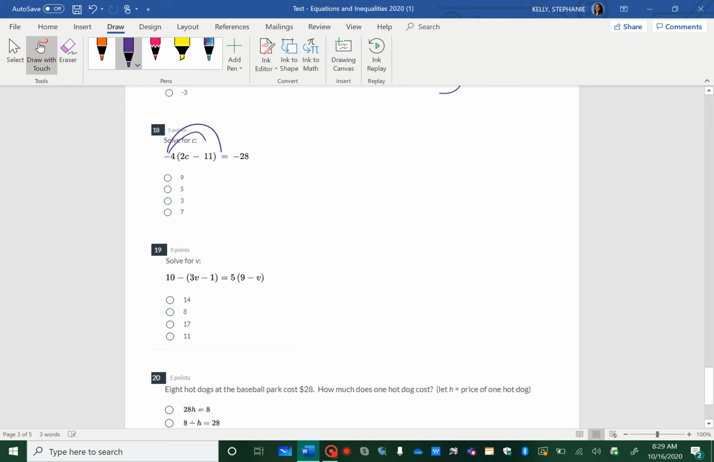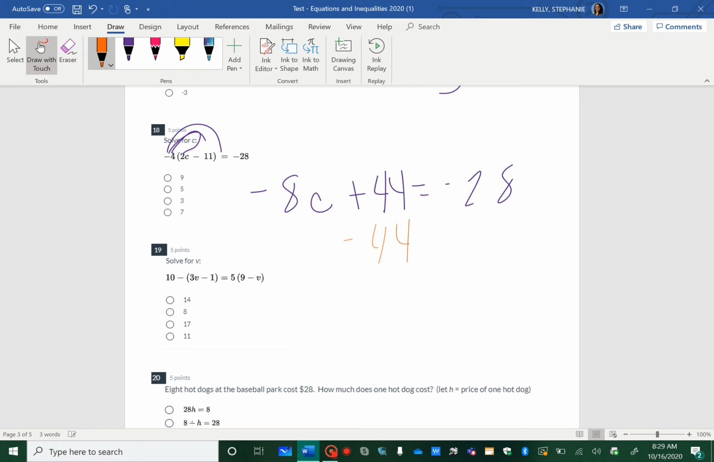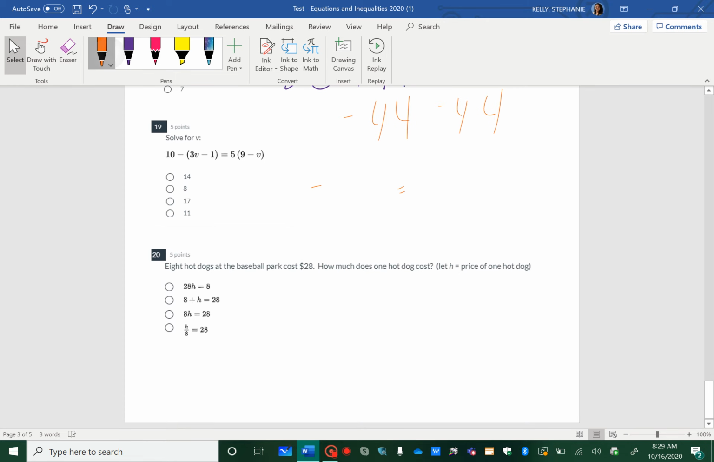Okay, so here we'll distribute, right? And that was supposed to go there. So negative 8c plus 44 equals negative 28. So minus 44. 2, 6, 7. And then when we divide by 8, we will get a positive 9. All right, going to finish. Okay, so that's a negative 1 right there. So, okay. Negative 1 times 3v is a negative 3v. Negative 1 times a negative 1 is a positive 1. And then we'll say, well, that is 45.